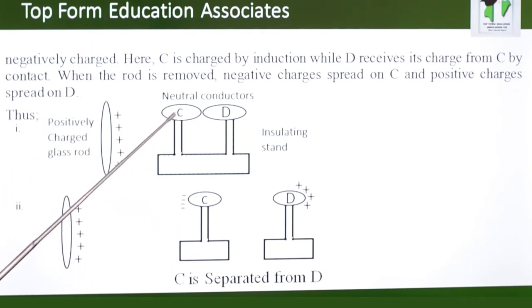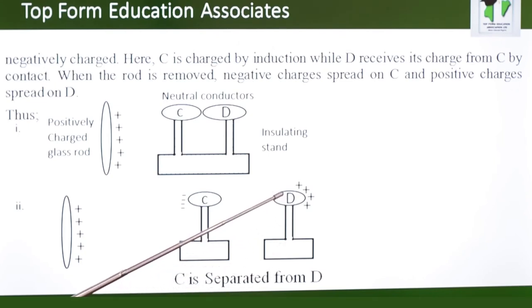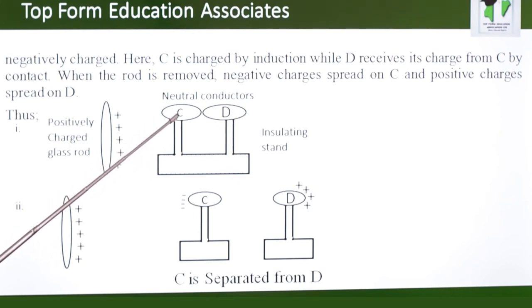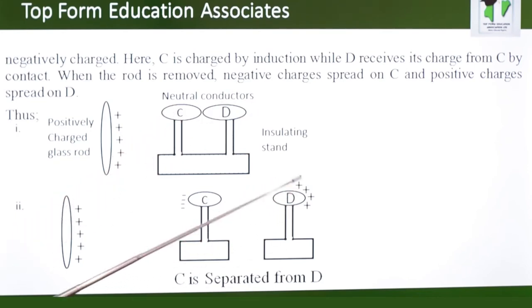Now look at the neutral conductors C and D. Now have the glass rod placed near both conductors, mounted on a stand here. In step two, while the rod is still near, D separates from C. All the negative charges in conductor D move to C, and all the positive charges in conductor C move towards D. And this makes D become positively charged.